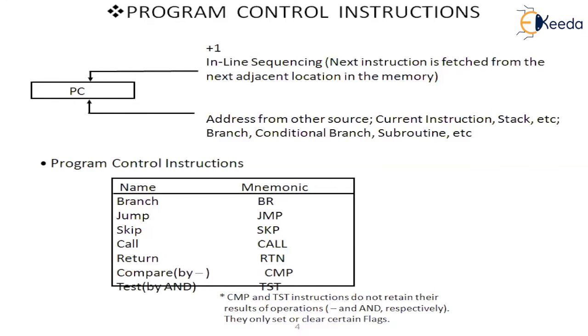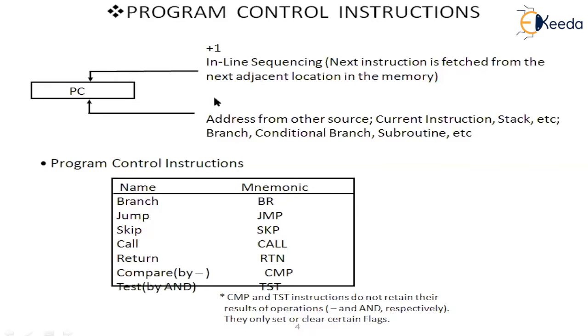When a branch instruction gets executed, I don't take the regular path of the program, that is 23, 24, 25. Rather, I will branch to another sequence of instructions. Generally, in inline sequencing, program counter is equal to program counter plus 1. But when the current instruction is a branch instruction, the sequence will get altered. Normally the next instruction is fetched from the next consecutive location in main memory.